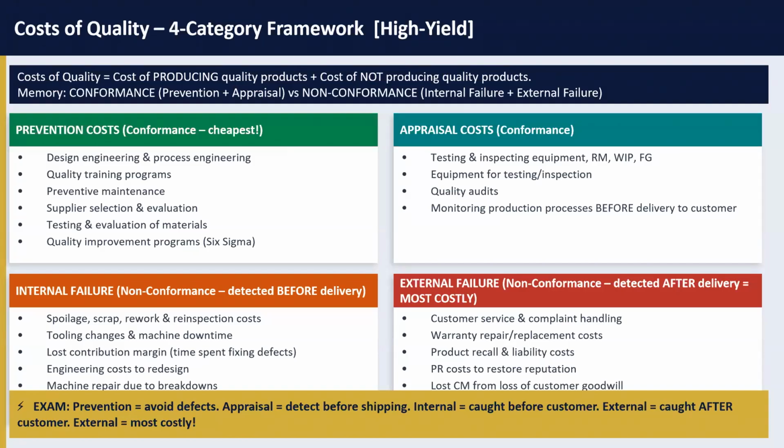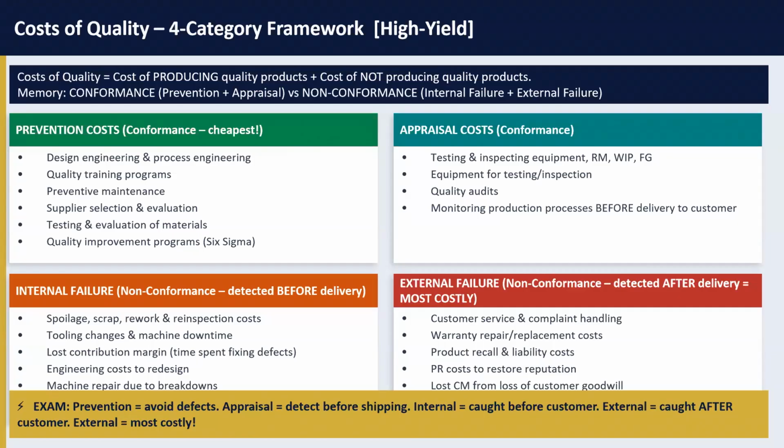Okay. Then appraisal cost. So here, after taking prevention cost, in appraisal cost, you will be taking measures again by testing and inspecting the equipment. Before sending your goods to the final customers, before selling it, you will be testing it, whether quality is right or not. Okay. And appraisal cost, how do you find out? It will contain keywords like testing, inspecting. All these words will be in appraisal cost, especially the word inspecting. Okay. Testing and inspecting equipment, equipment for testing or inspection, quality audits, and monitoring the production process before delivery to the customer. Before you deliver products to the customer, the steps you take will be in appraisal costs.